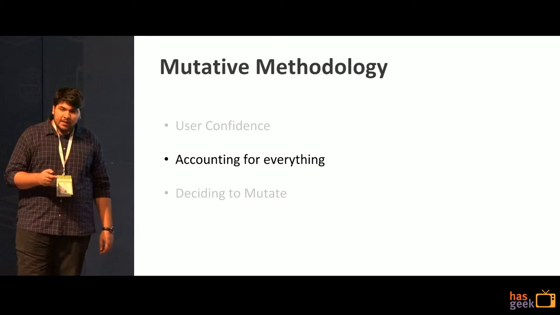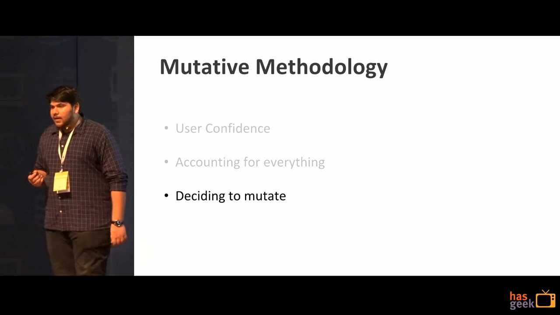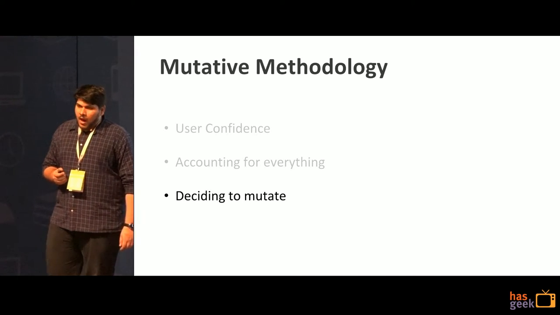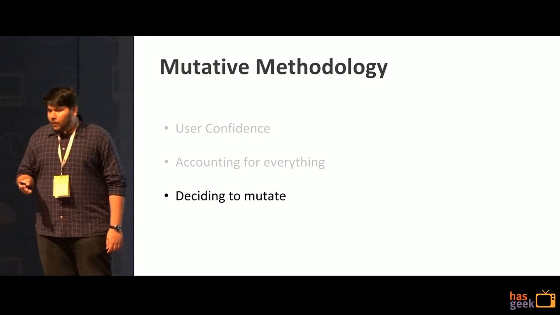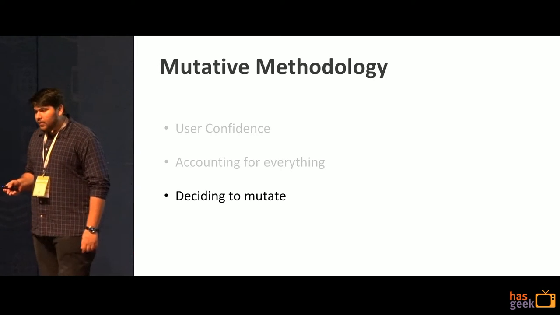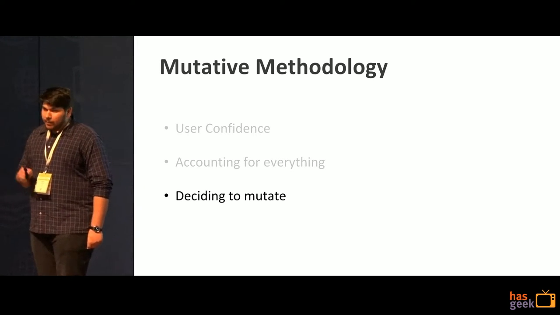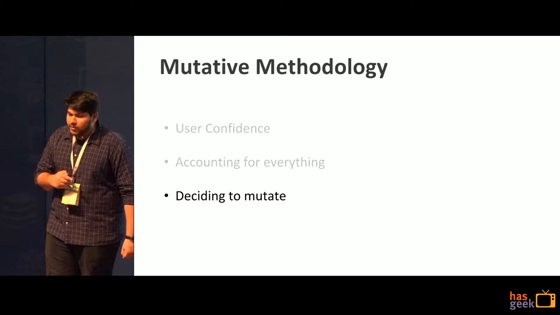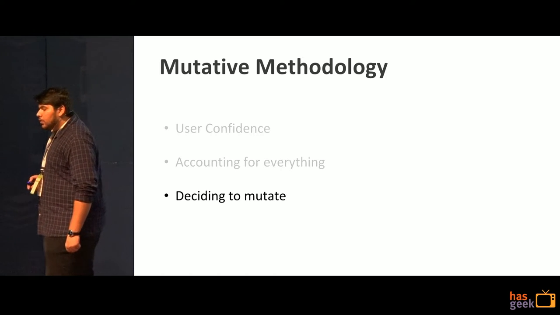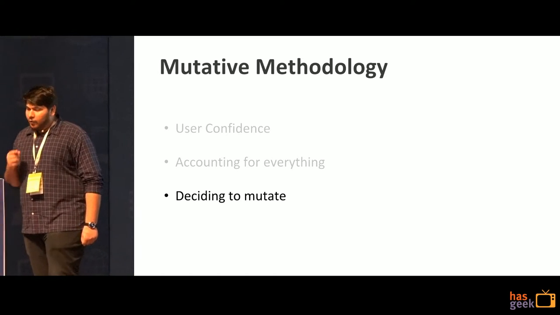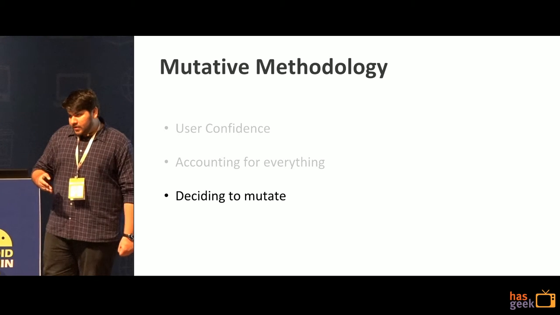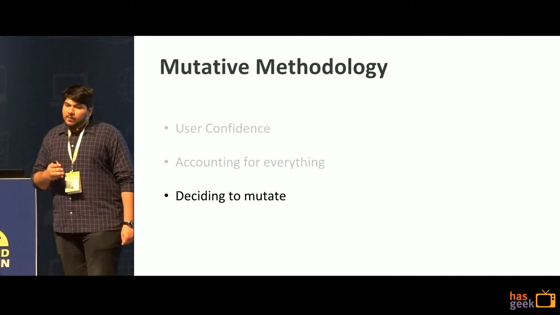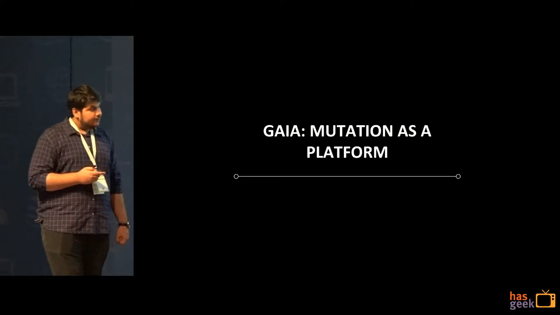And third is deciding when to mutate. We mentioned long-term characteristics and short-term behaviors, and knowing which is when, which is what, and when to mutate upon that is another thing that really needs to be kept in mind while doing mutative design. But we'll get to these doubts later, because as you dive more into it, you'll understand why these things have to be kept in mind and why they make more sense in mutative design, because they are the fundamental base of mutative design itself.